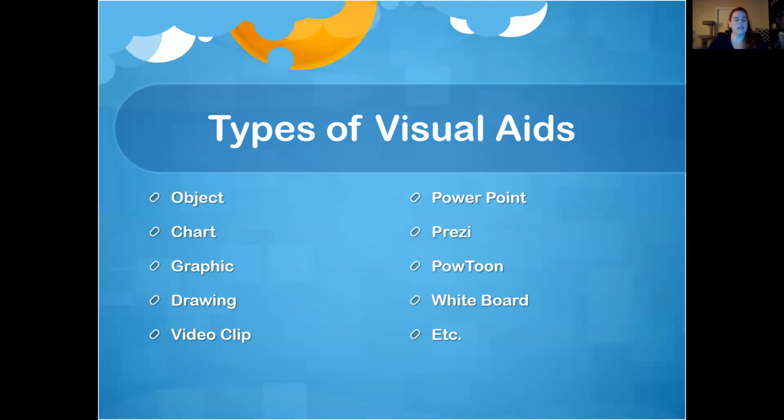Graphics, drawings, these are also great because people like to be able to visually see things. We like that.